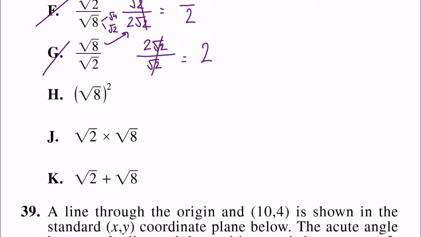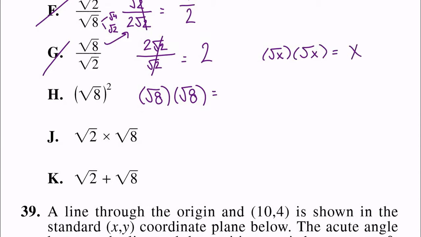If we go to H, we get the square root of 8 times the square root of 8. And our rule, anything under the square root multiplied by itself will just equal whatever is under the square root. So our answer here is 8, which is, again, not irrational.